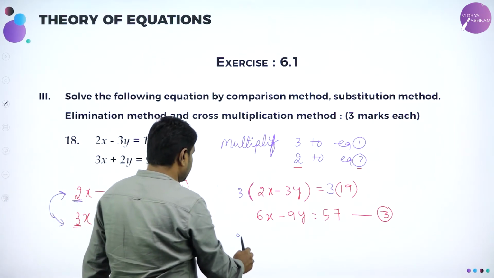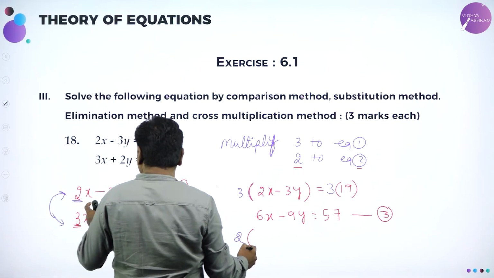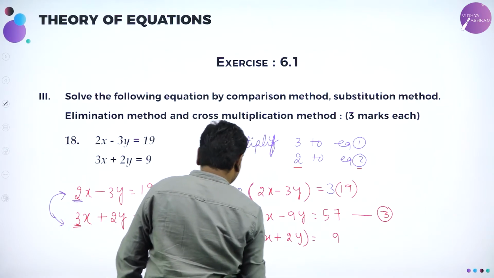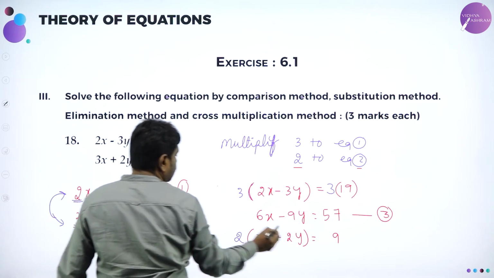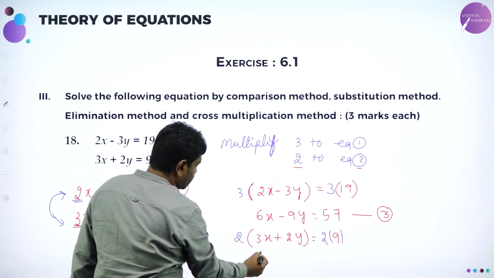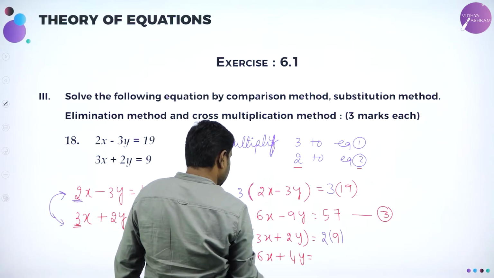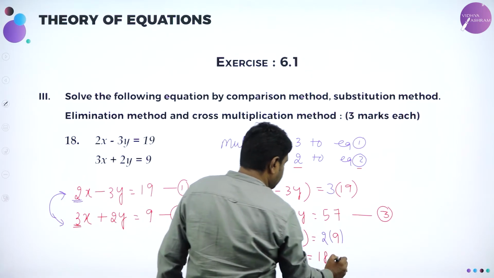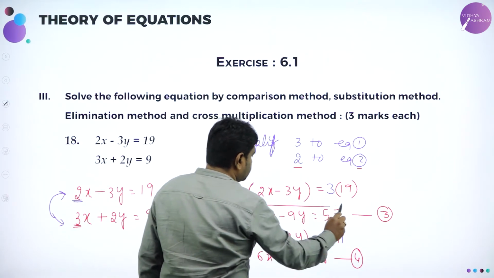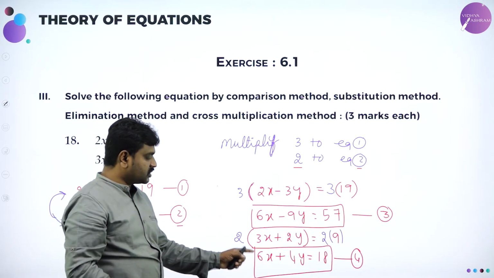So now I'll do 2 into equation 2. What is equation 2? 2 into equation 2 is 3x plus 2y is equal to 9. Multiply means both sides I should multiply with 2. Now simplify. 2 3s are 6x plus 2 2s are 4y, 2 9s are 18. Call it equation 4. See here you can observe 3 and 4 both have the same coefficients. Here also the coefficient of x is same, here also the coefficient of x is same.